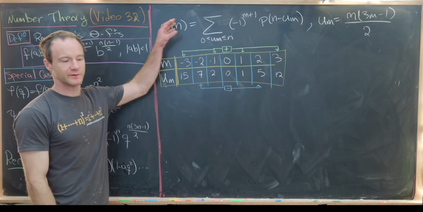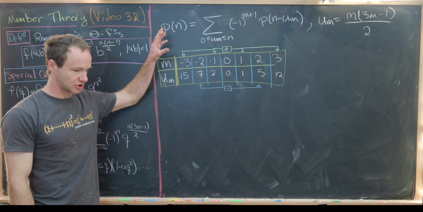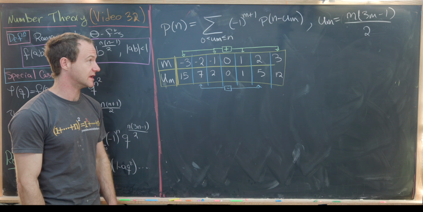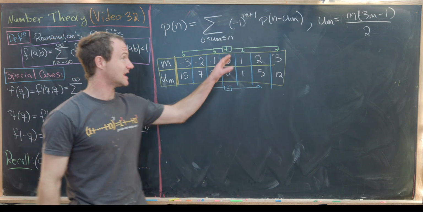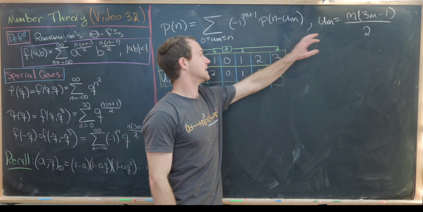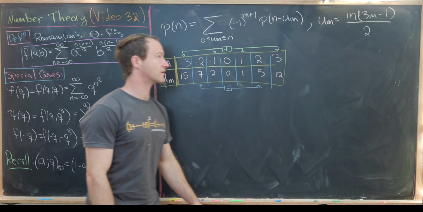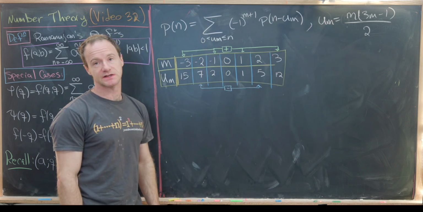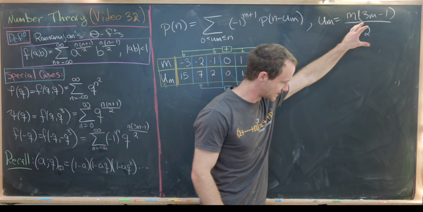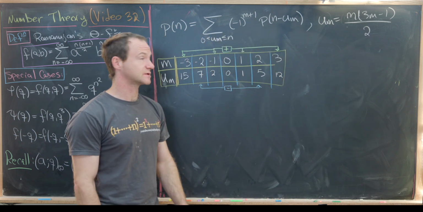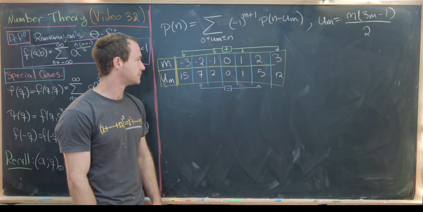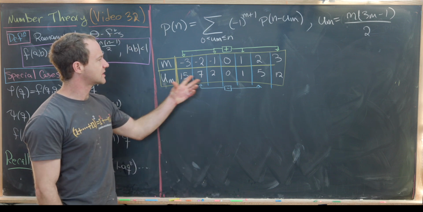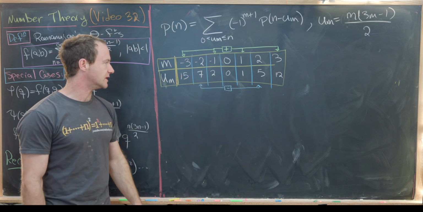Okay, on the last board we came up with the following really nice recursion for the number of partitions of n, in terms of number of partitions of numbers less than n, differing by this number over here, m times 3m minus 1 over 2. And I want to point out that this number, m times 3m minus 1 over 2, is called a generalized pentagonal number. Okay, so now let's look at this chart of values of u sub m.